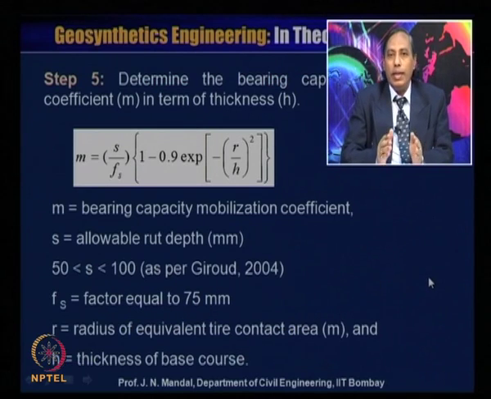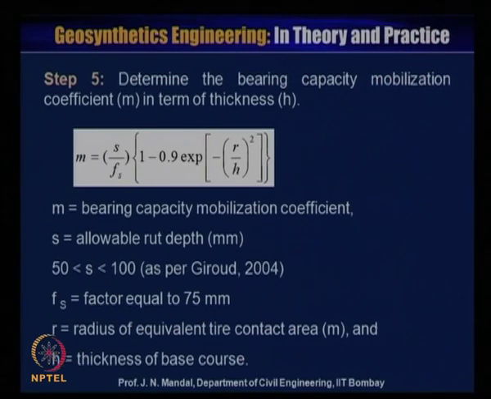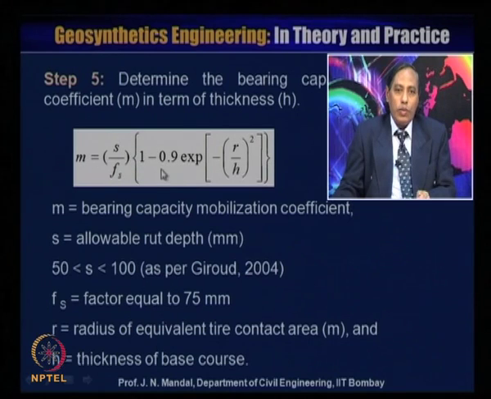Step 5: Determine the bearing capacity mobilization coefficient m in terms of the thickness h. So, m is equal to s by fs into 1 minus 0.9 into exp of minus (r by h) whole square, where m is the bearing capacity mobilization coefficient, s is the allowable rut depth in millimeter, and h should be greater than 50 and less than 100 as per 2004, fs is a factor equal to 75 millimeter, r is the radius of equivalent tire contact area in meter, and h is the thickness of the base course.